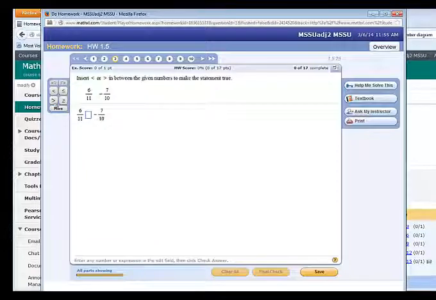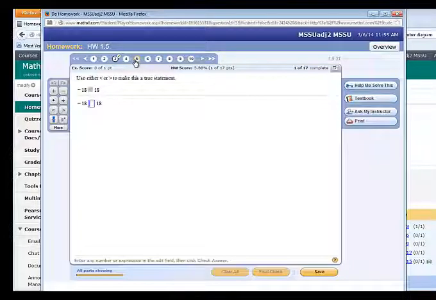So which one of these is the greater than? Simple over here. Remember, we always want to look at that. It even tells you if you leave your mouse over it. So you click that, hit enter, and we've got it. So that's one of them. Let's go on to another one.